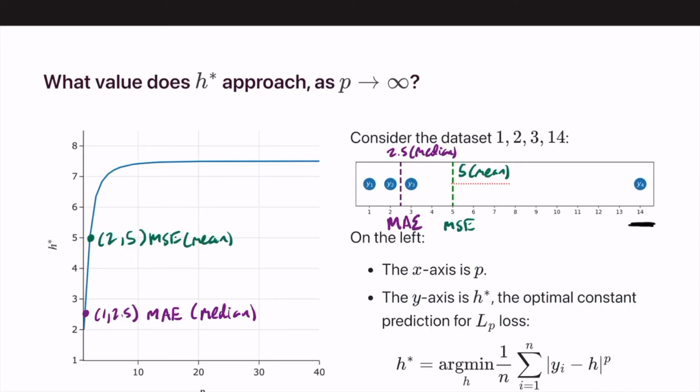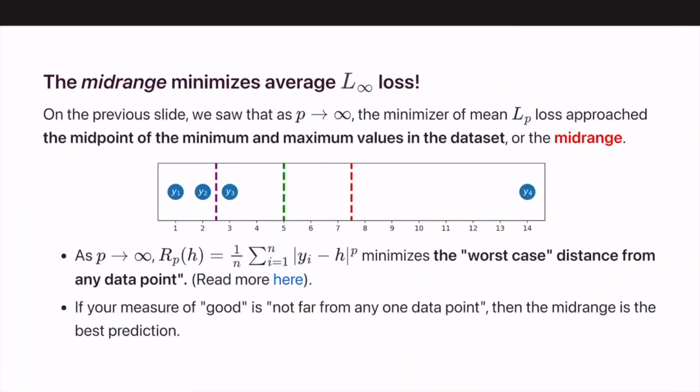And to really understand that, we have to think about where 7.5 comes from. And where 7.5 comes from is something called the mid-range. The mid-range being you take the largest value in your data set, in this case 14, and you take the smallest value in your data set, in this case 1, so the two extremes, and then you just find the midpoint between those two.